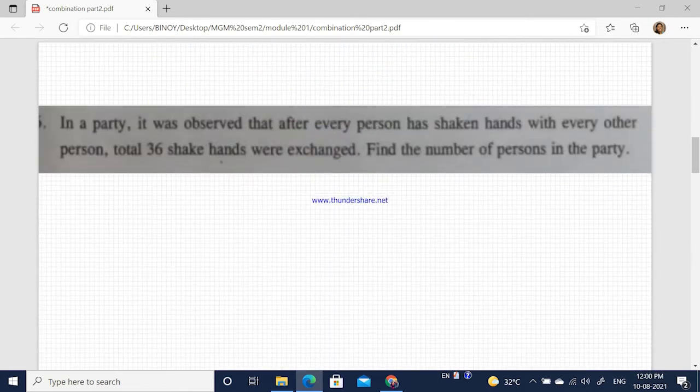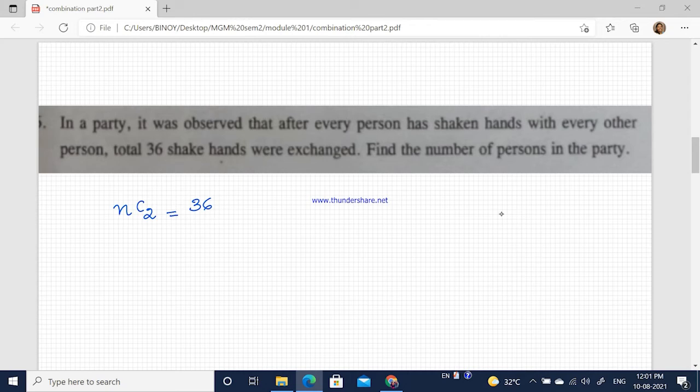Moving on to the next question, which is included in your practice questions. The question says that in a party, it was observed that after every person has shaken hands with every other person, a total of 36 handshakes were exchanged. In order to shake hands, you need 2 people, right? So the combination will be nC2, which is 36. This you have to keep in your mind: whenever a handshake is involved, you should consider the nC2 combination. In nC2, the total handshakes are given as 36.